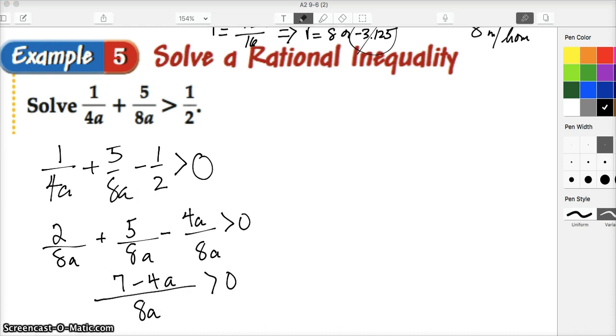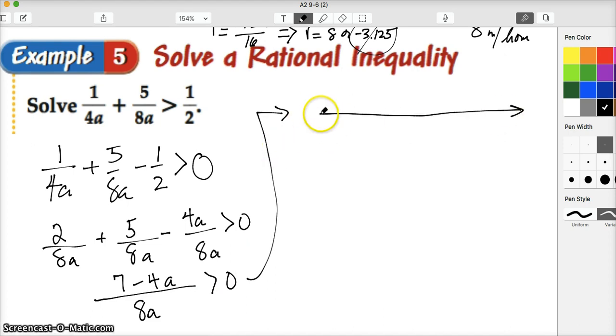So when I simplify, I get this. 7 minus 4a over 8a is greater than 0. So in this situation with the inequalities, we do not just ignore the denominator. We need to consider what makes the denominator 0. And what would make this denominator 0 is a equal to 0. So now I'm actually going to consider what's happening on all of the number line by considering the special places that are referenced in this particular rational expression.